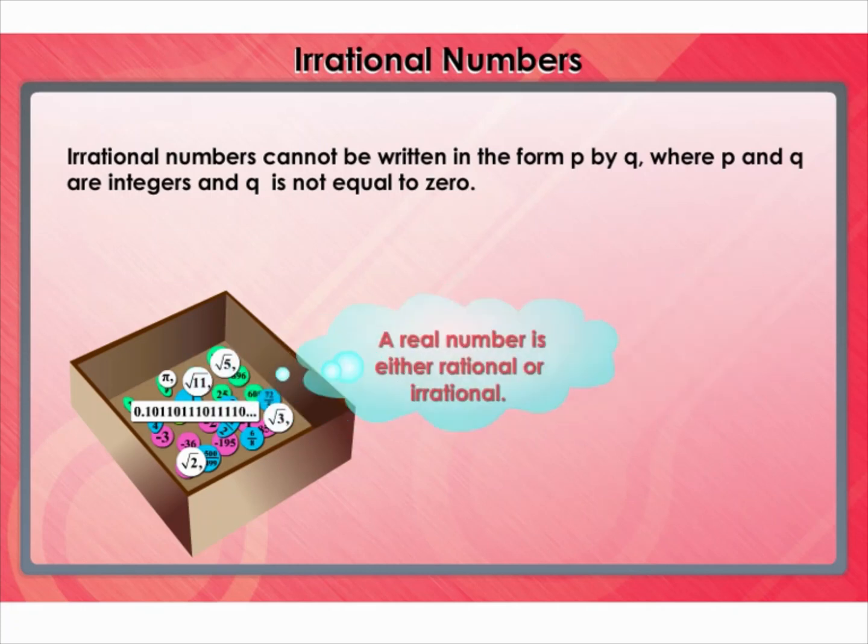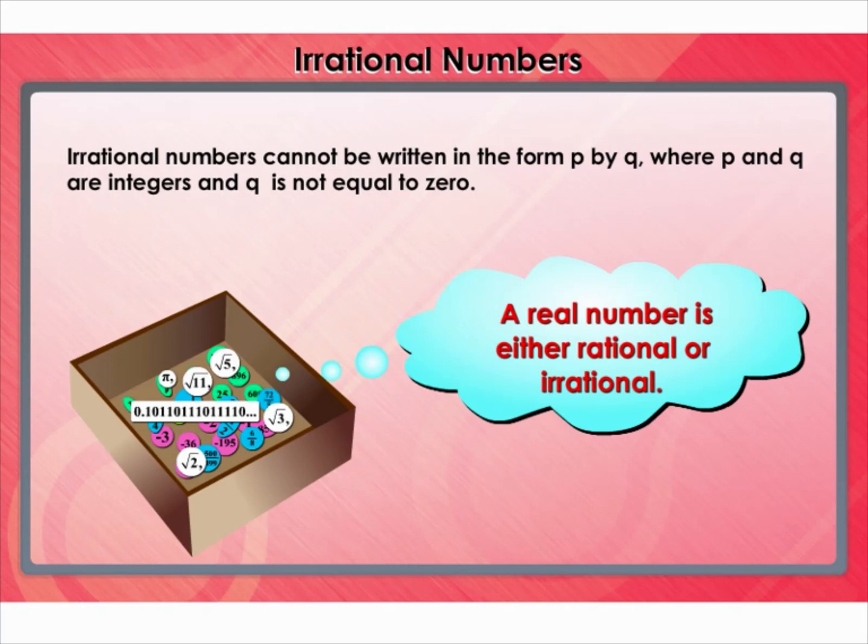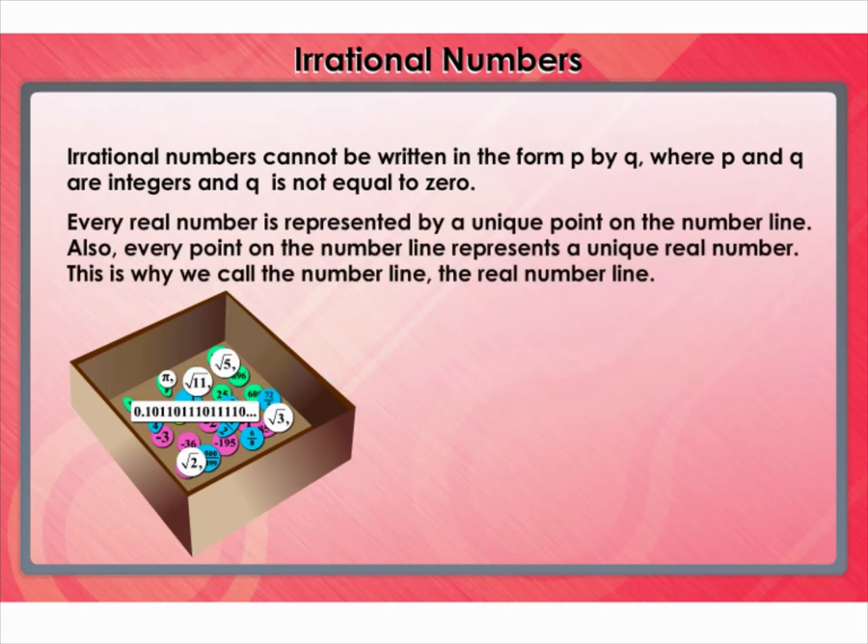Therefore, a real number is either rational or irrational. So we can say every real number is represented by a unique point on the number line. Also, every point on the number line represents a unique real number. This is why we call the number line the real number line.